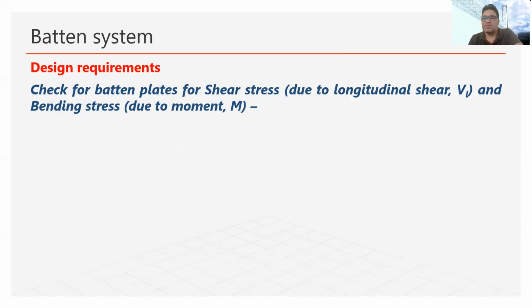Well, after estimating the size of the batten, we are supposed to check whether the size that we have adopted for the batten is safe or not. In that case, as we know that the batten plate will experience the longitudinal shear effect and the moment effect, what we do is find out the actual shear stress and actual bending stress, and then satisfy them with the permissible limit as per IS code.